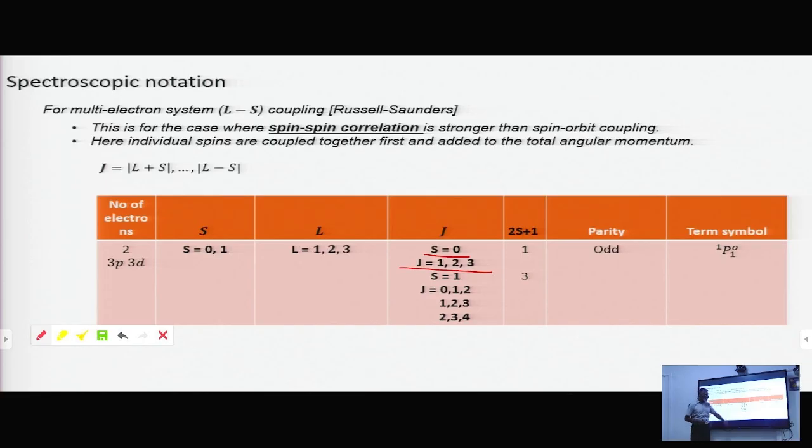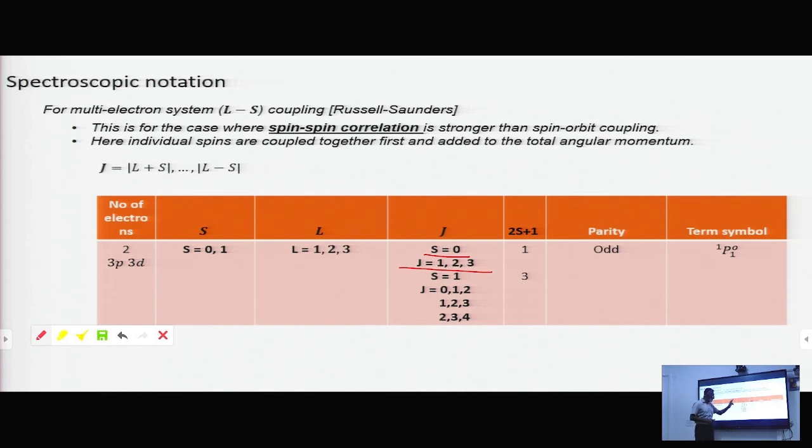Then we have S is equal to 1. Now S is equal to 1, combine with N equal to 1. So you can start from 0, and then 1 plus 1 is 2. So 0, 1. Then S is equal to 1, N is equal to 2: 2 minus 1 is 1, 2 plus 1 is 3. So you can have 1, 2, and 3.